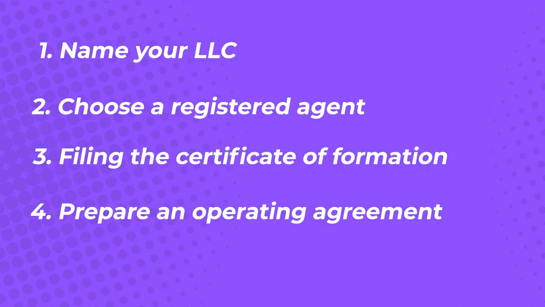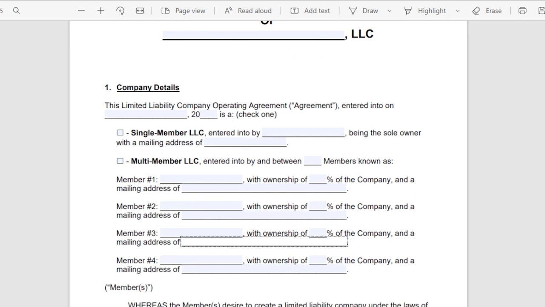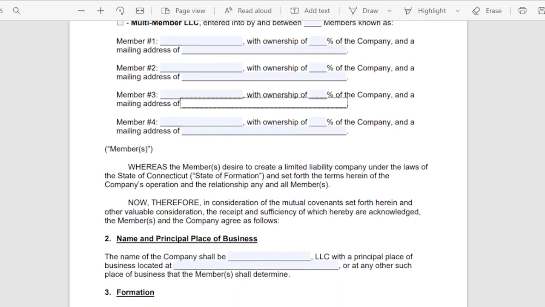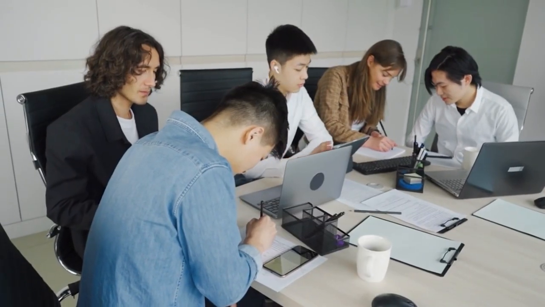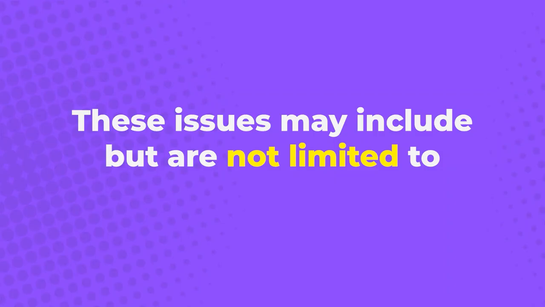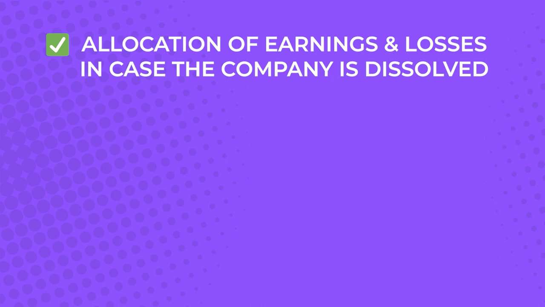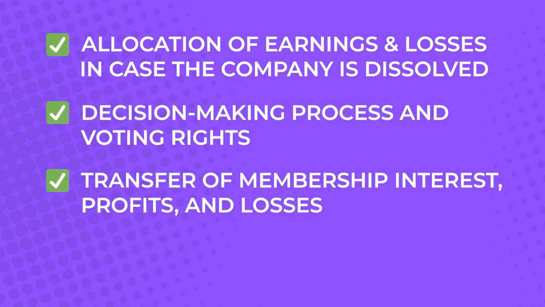Step 4. Prepare an operating agreement. The state of New Jersey does not require LLCs to have an operating agreement, but it is a good business practice to have one. Having a document that will guide all company members, especially co-owners, directors, managers, and even new hires is always better. An operating agreement outlines every critical process that needs to be followed, especially regarding big picture issues. These issues may include but are not limited to allocation of earnings and losses in case the company is dissolved, decision-making process and voting rights, transfer of membership interests, profits and losses, and any other concerns that impact the business overall.